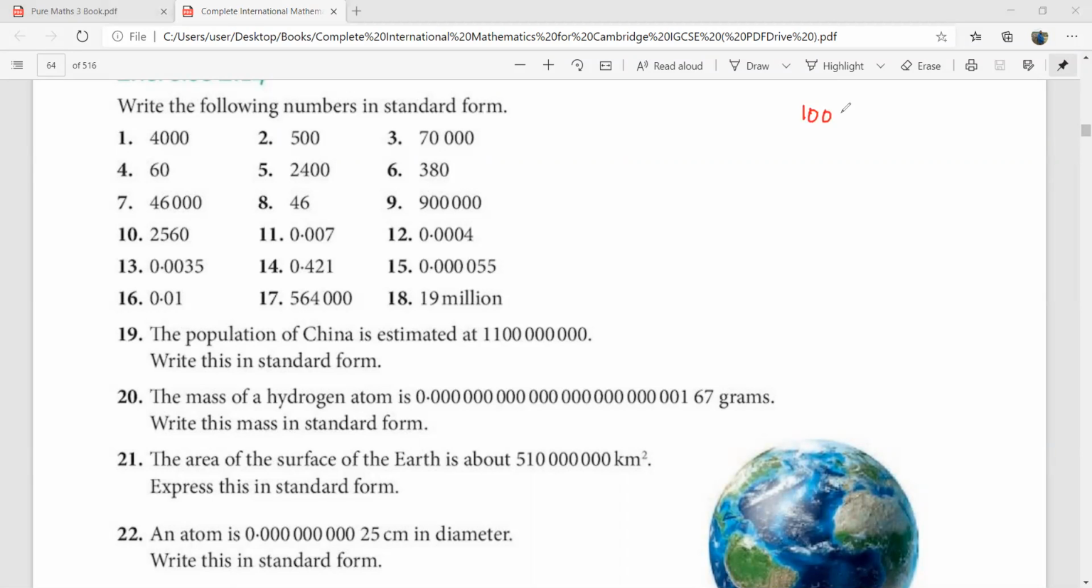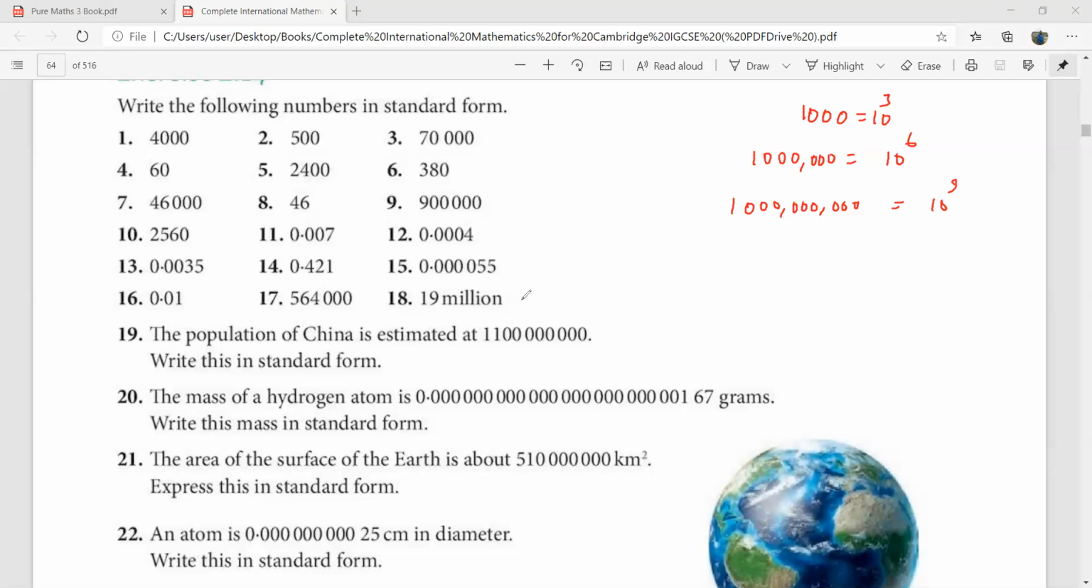A thousand is 10 raised to power 3. If there is a million, that million is basically 10 raised to power 6. If there is a billion, that is basically 10 raised to power 9. So there are some numbers that you can really write very easily.